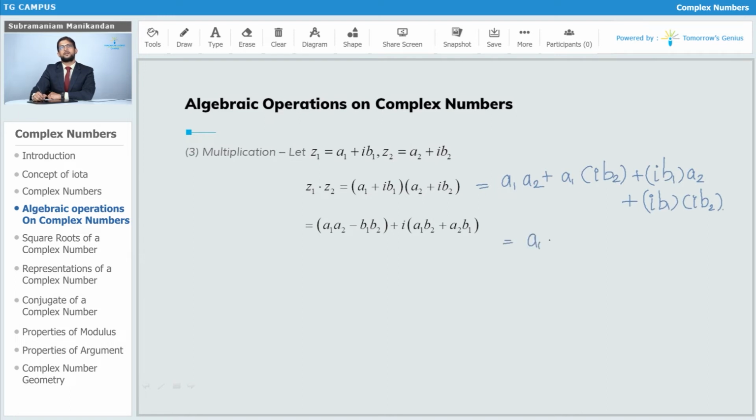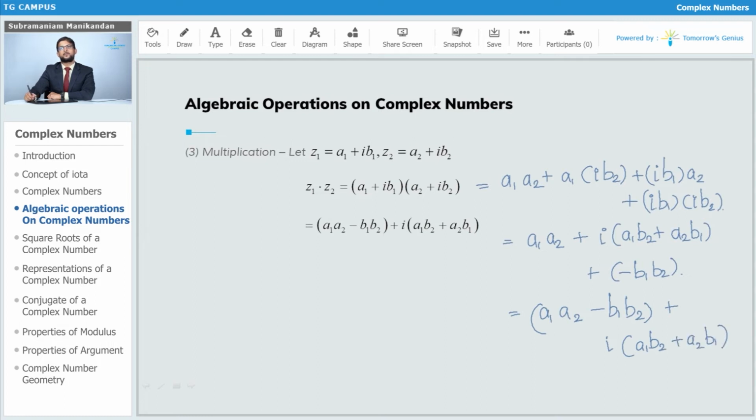So a1 a2 plus i into a1 b2 plus a2 b1, plus ib1 times ib2, which is i square b1 b2. i square b1 b2 is minus b1 b2. And so this is equal to a1 a2 minus b1 b2 plus i into a1 b2 plus a2 b1. And that is what has happened over there.